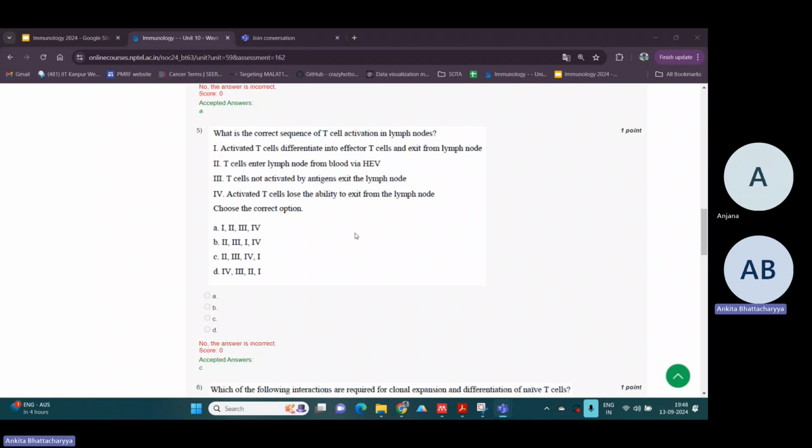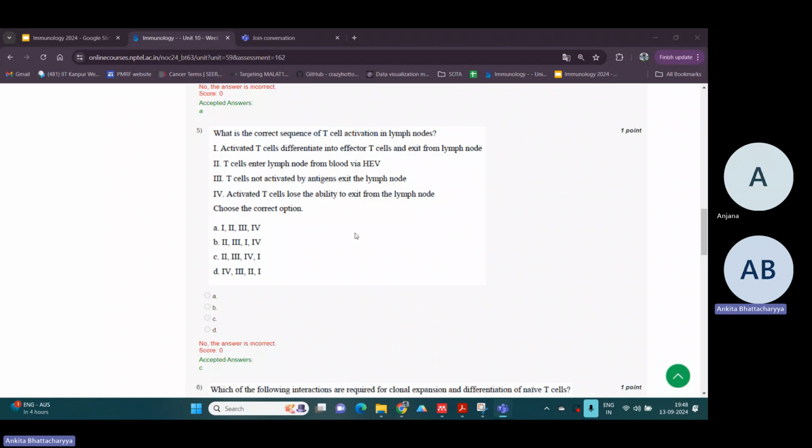So the sequence of events, if we follow the same track, would be 2, 3, 4, and then 1. It starts off with T cells entering the lymph node from blood via the high endothelial venules. Second, T cells not activated by antigens exit the lymph node and then eventually would be cleared from circulation as well.